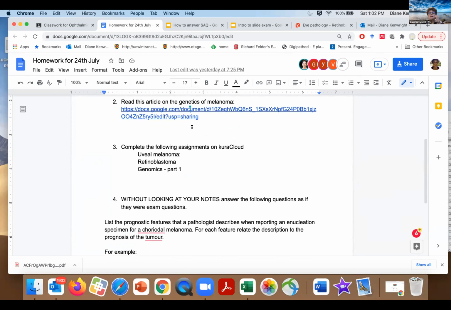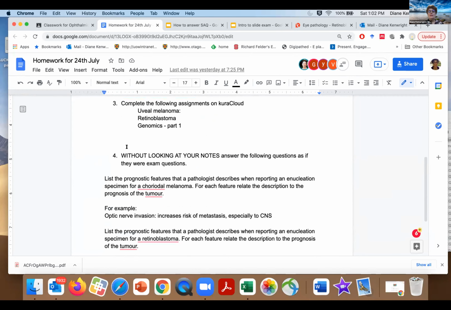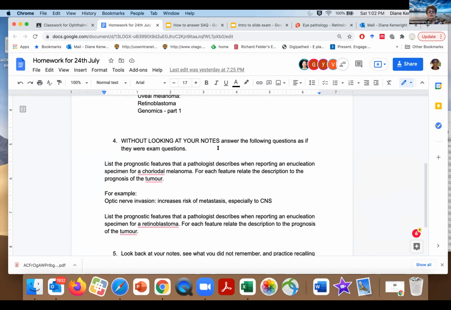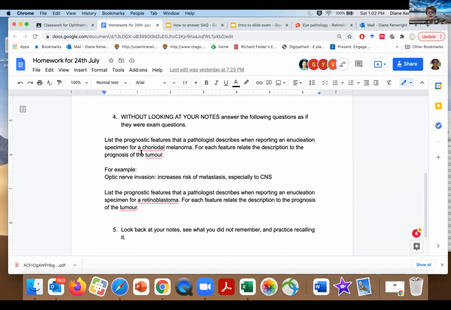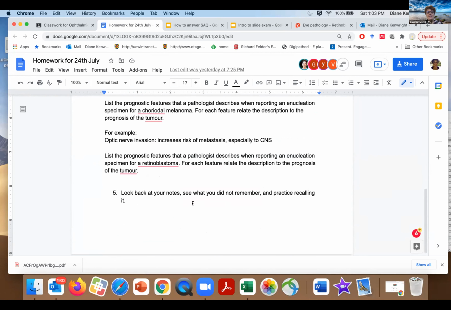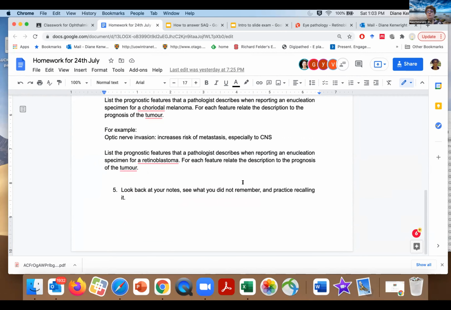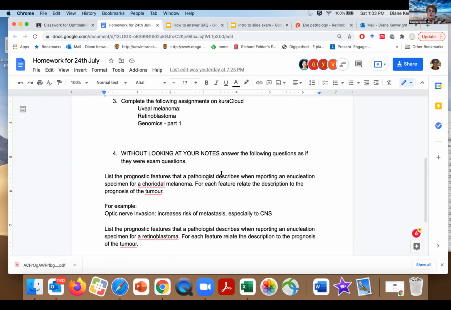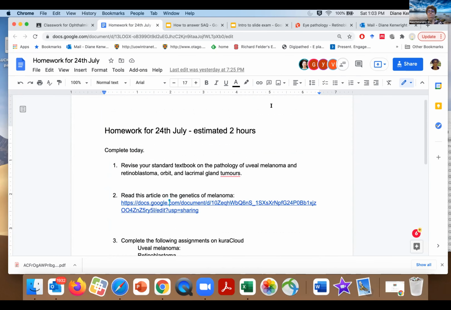I want you to read this article on the genetics of melanoma. I want you to do the Cura Cloud assignments here. And then this is the new one. Without looking at your notes, answer the following questions as if they were exam questions, and then look back at your notes, see what you did not remember, and practice recalling it. So the next time you answer these questions, you will get them perfect. Remember always the structures that we've given you when answering the questions and doing the slides.